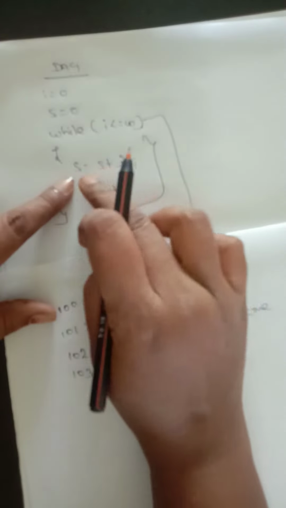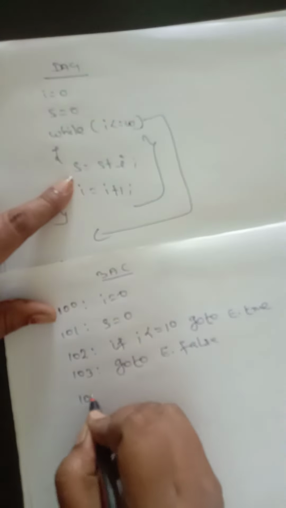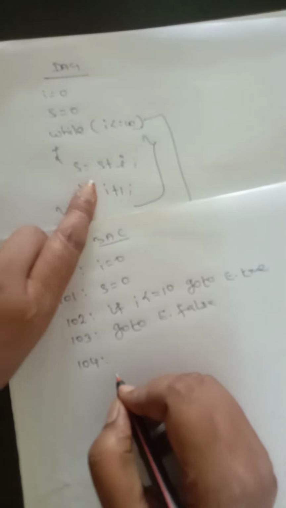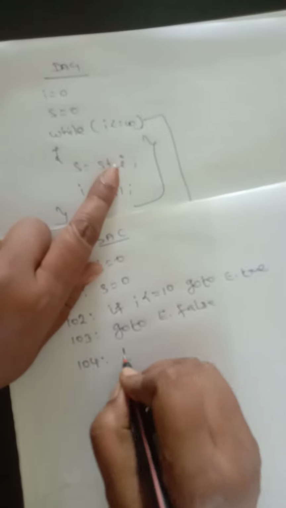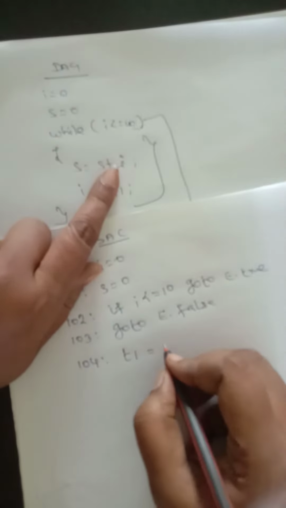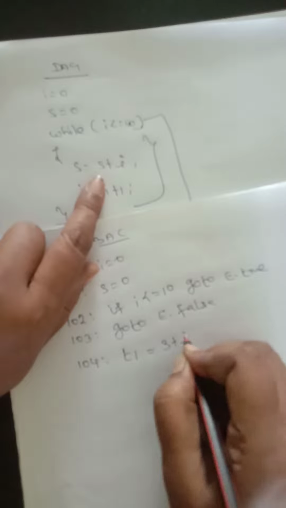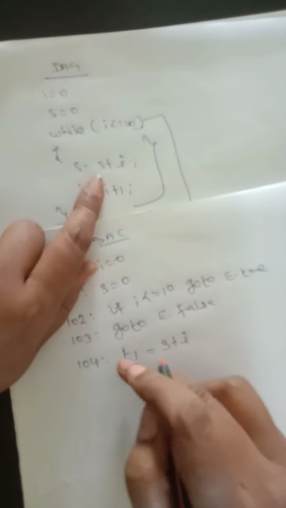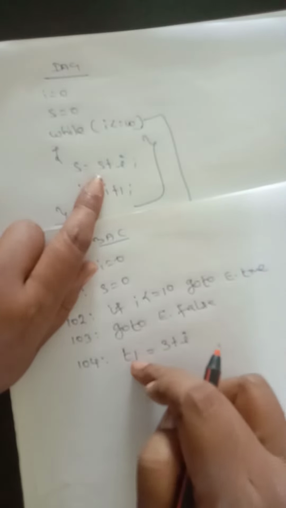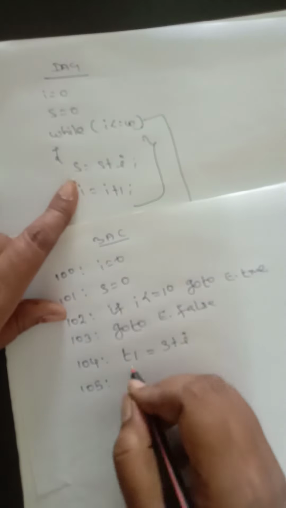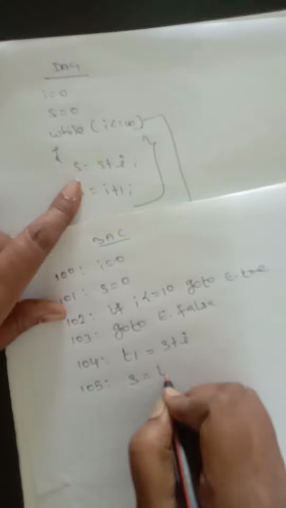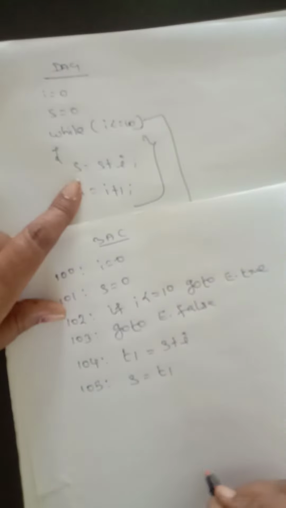Next, come to the next statement. What's the next statement? At address 104, just write s = s + i. Instead of evaluating this directly, use a temporary variable t1: t1 = s + i. Then we assign the t1 result into variable s. So next, at line 105, just write s = t1.